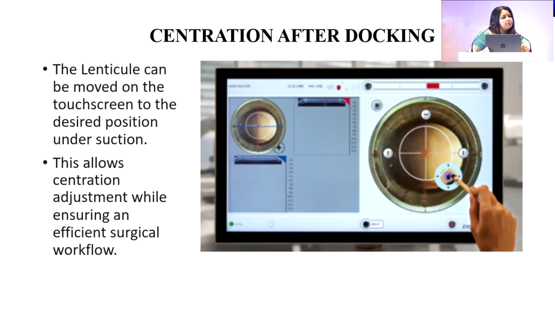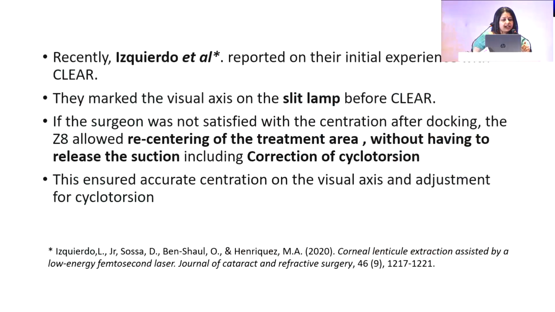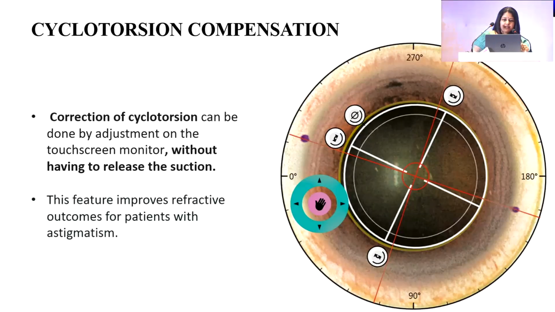Why is centration important again? Because a decentered lenticule causes an increase in coma, which decreases the visual acuity postoperatively. Apart from centration, we do have the alignment for the cyclotorsion compensation, which matters with high cylinders. Ideally, prior to the surgery, 0-180 degrees should be marked at the slit lamp, which can be extended on table. And the alignment can be done using the touch screen without the need to release the suction again. This is how the cyclotorsion compensation can be aligned.